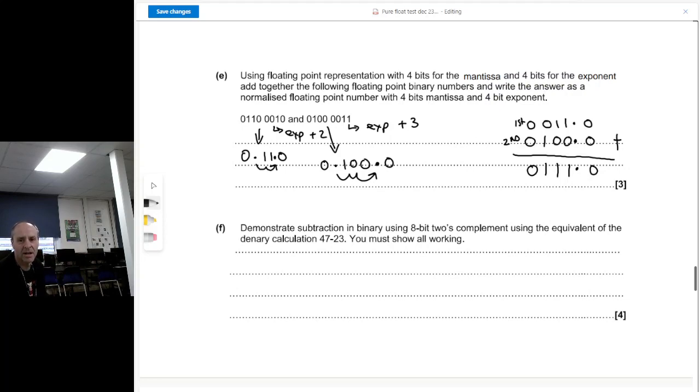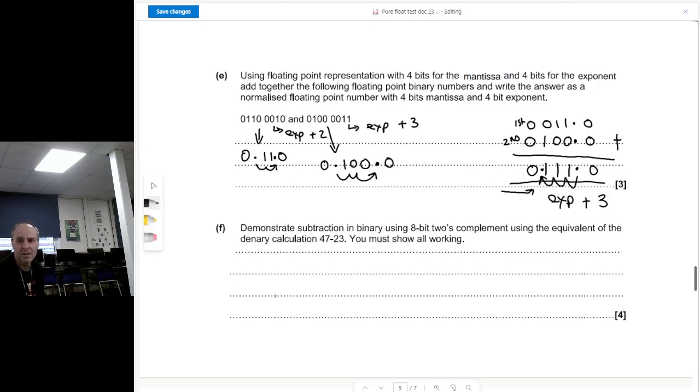Okay. Right. So that's my working out, but they wanted it normalizing. So again, to normalize this, we're looking for repeats of the sign bit, but there is actually only one. So that's where we need to move the binary point. So we're going to move it 1, 2, 3. So the exponent is plus 3 because we went left and we'll need to make this number bigger.